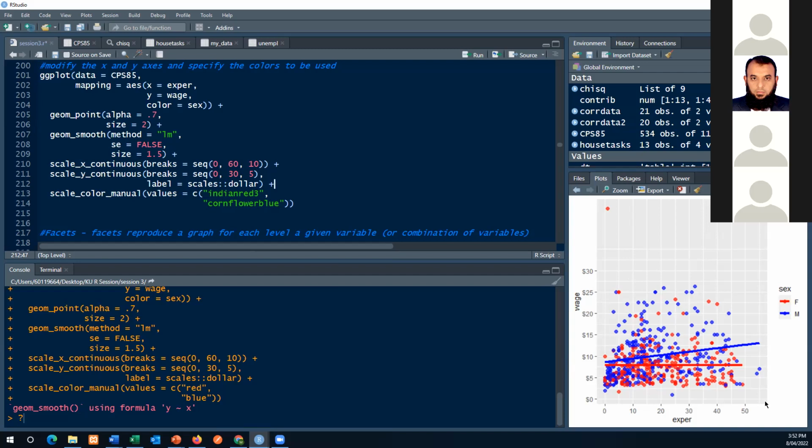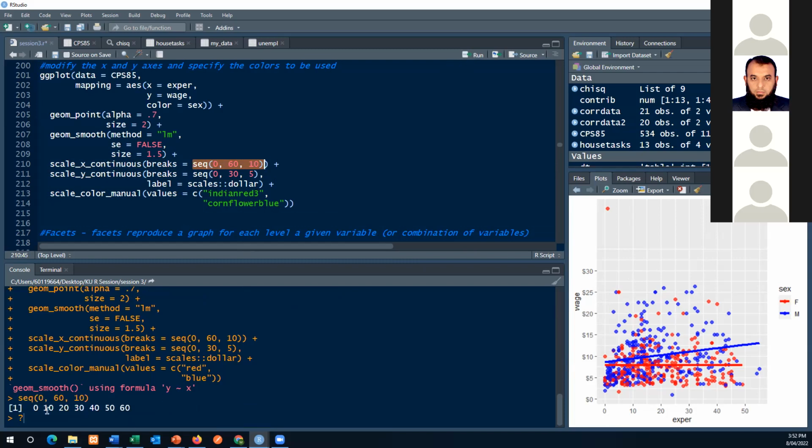We can modify our Excel, like the x-axis and y-axis, the range of it. These are done through this. The break command is breaking it. What actually comes from a sequence function. If you run the sequence, you will get the sequence output. It's a kind of a for loop.